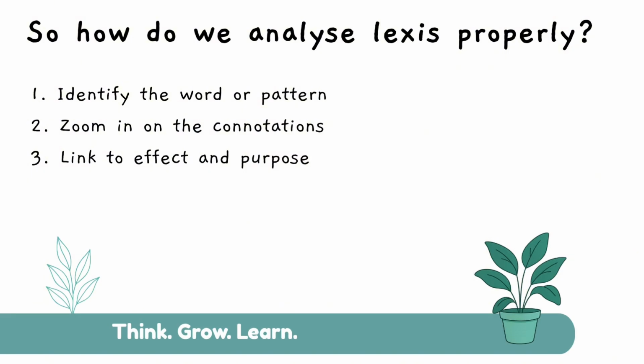Number 2, zoom in on the connotations. Ask yourself, what does this word suggest? What associations does it carry? And number 3, link to effect and purpose. This is the most important step.